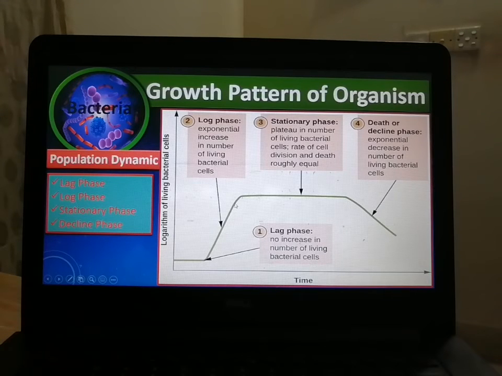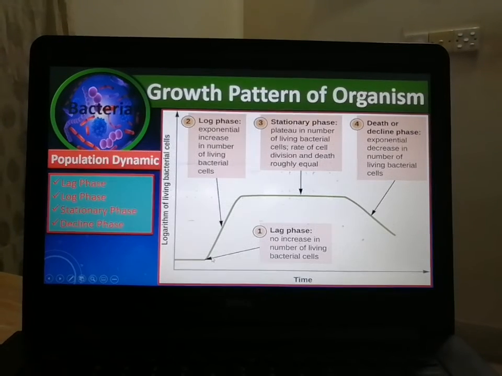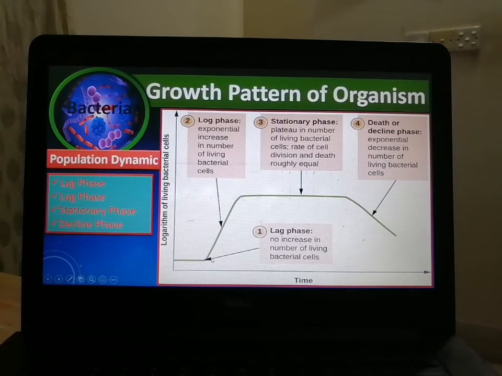In the log phase, the bacteria number increases exponentially, and at that time the nutrition demand and system environment required are very favorable. The log phase is more favorable and faster when pH is very favorable, like near 7 point something, or 6.5 to 7.5, or below 8.5. So this is a very good area.